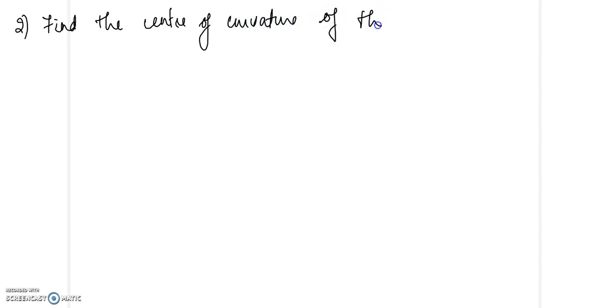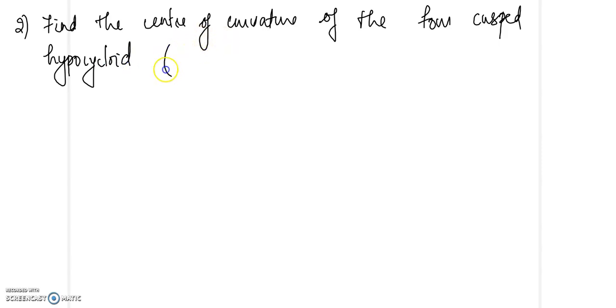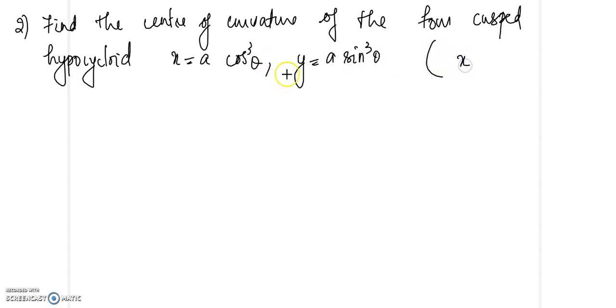Now let us look at another problem. Find the center of curvature of the four-cusped hypocycloid. It is x equal to a cos cube theta and y equal to a sin cube theta, which has the equation x raised to 2 by 3 plus y raised to 2 by 3 equal to a raised to 2 by 3. So this is actually the equation of the four-cusped hypocycloid, and this is the parametric representation.